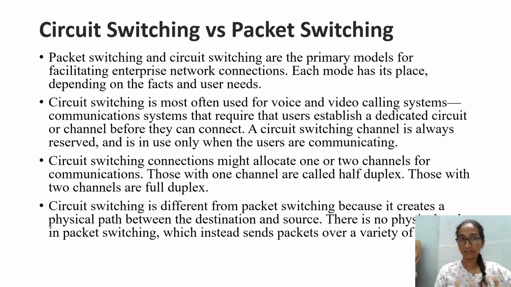Let us see circuit switching versus packet switching. Packet switching and circuit switching are different from each other. In circuit switching, a physical path is established between source and destination, while in packet switching, there is no physical path. Circuit switching connections might allocate 1 or 2 channels for communication. Those with one channel are called half duplex. Circuit switching is more often used in video calling systems.